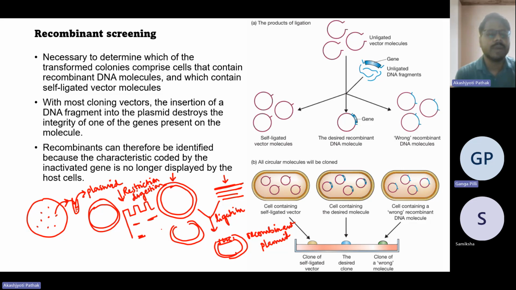But if it is a recombinant plasmid, then one band will be of the insert, and another band will be of the backbone fragment. Or another method that is done is PCR. So you take a reverse primer and forward primer, and then you set up a PCR reaction.